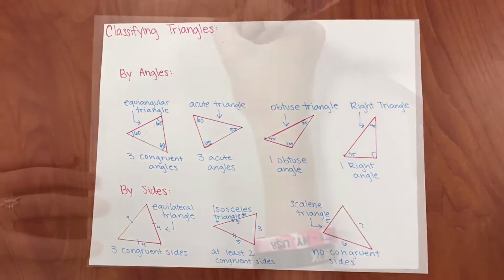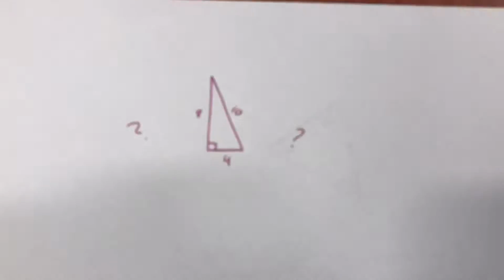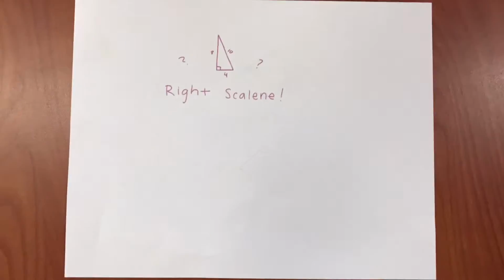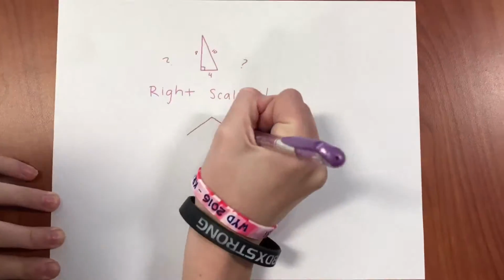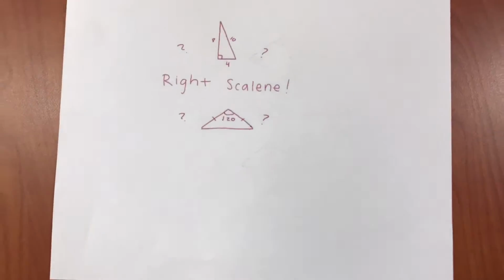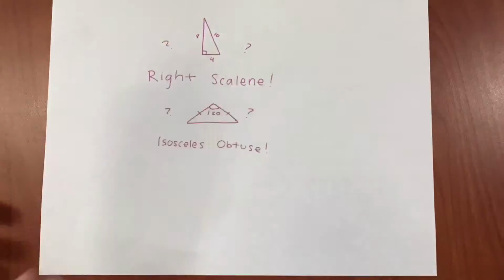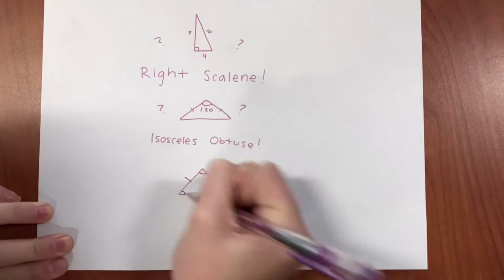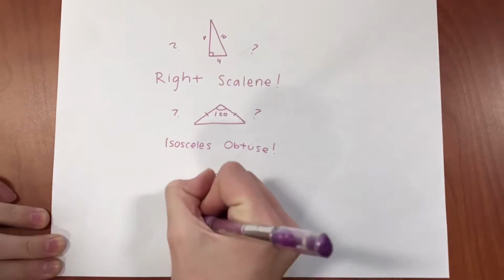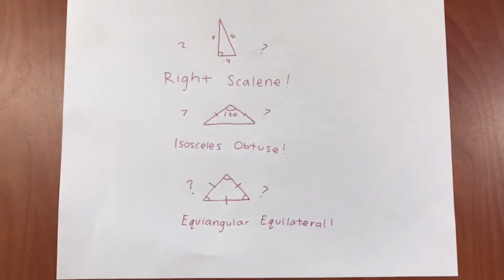Okay. Here are some examples of classifying triangles. This triangle has sides 8, 10, and 4. It is a right scalene triangle. This triangle has a 120-degree angle and 2 congruent sides. It is an isosceles obtuse triangle. This triangle has 3 congruent sides and angles. It is an equiangular equilateral triangle.